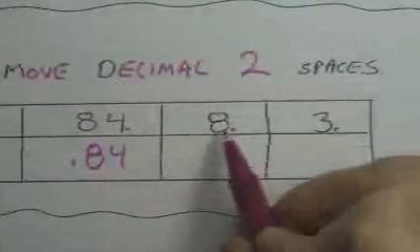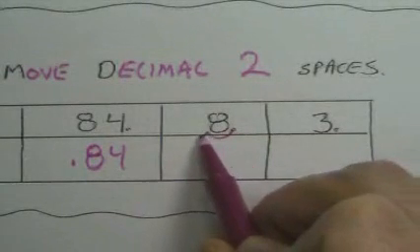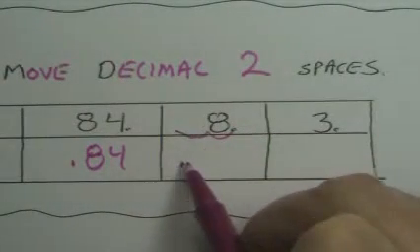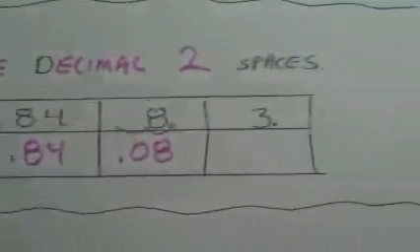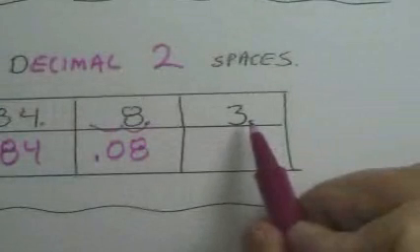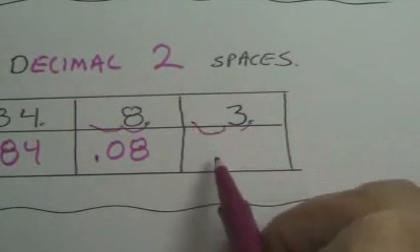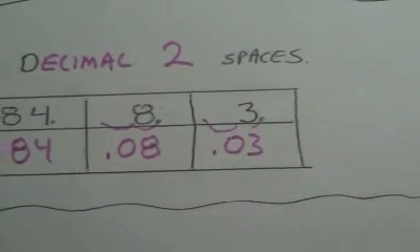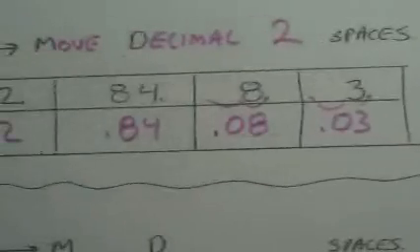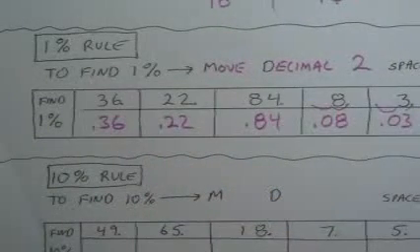For the number 8, 1% of 8, move the decimal over, again, 2 spaces, so it is 0.08. And then for 3, 1% of 3, move it over 2 spaces, and it becomes 0.03. Okay, so that's how you find 1% of a number. Just move the decimal over 2 spaces, and that's 1% of a number.